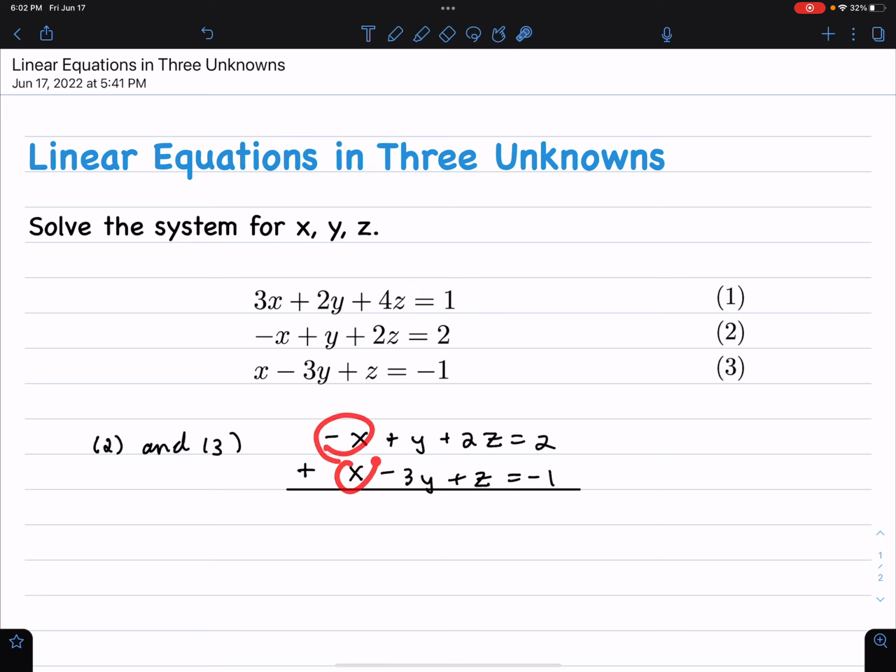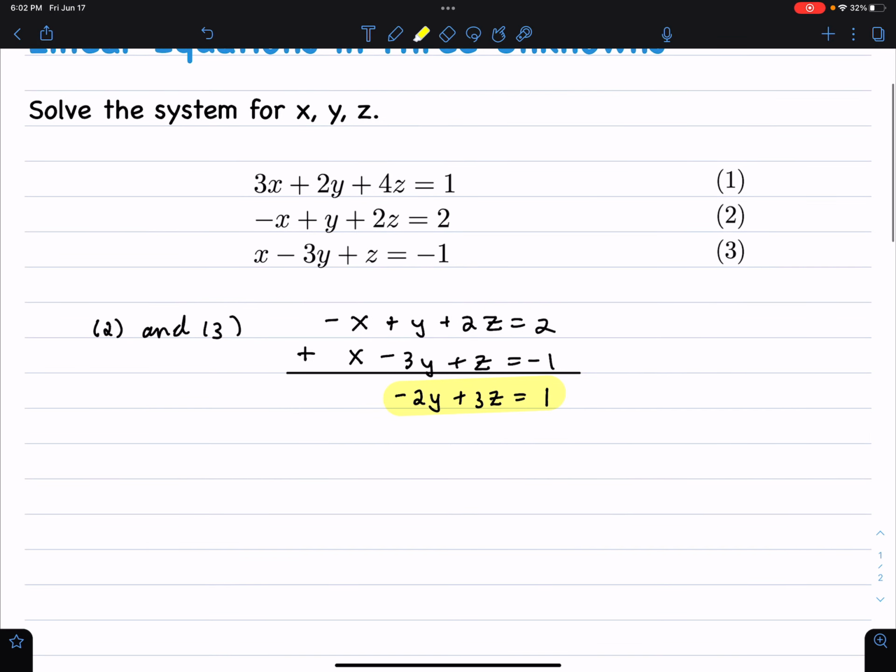So negative x plus x makes 0. Then I add y plus negative 3y, and I get negative 2y. And then 2z plus z is 3z. And then 2 plus negative 1 is 1. So there I get, I'm going to highlight this, even though that's not the answer, it's getting closer to an answer. It's like one piece of that.